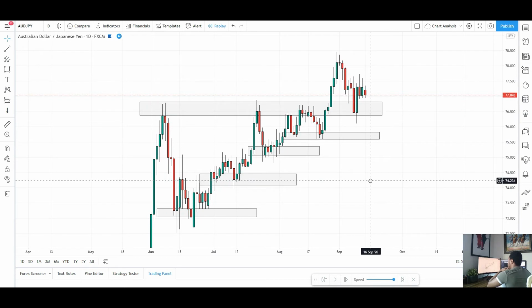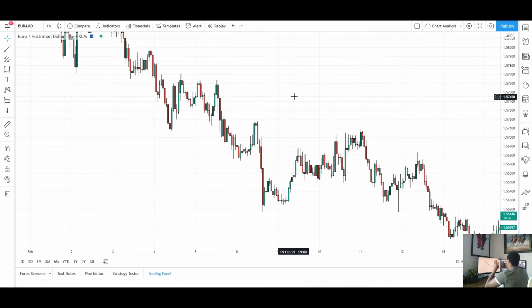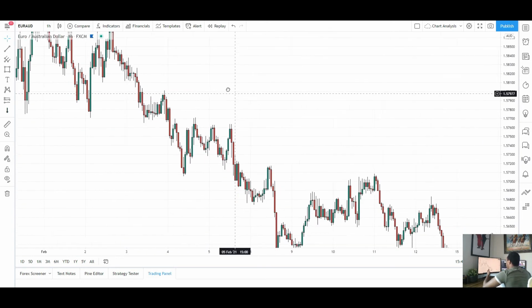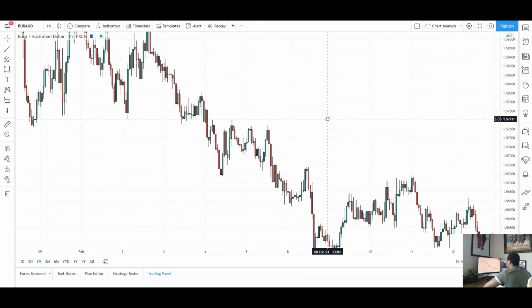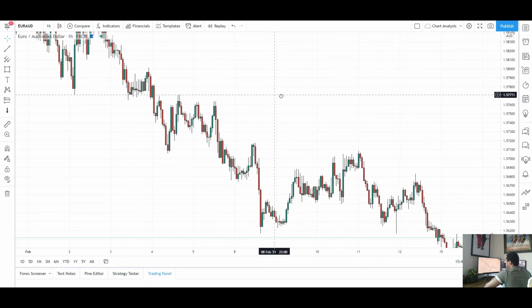Okay, so now we've got EUR/AUD on the hourly time frame. I'm just going to show you how powerful counter trendline breaks are, and then expecting to see a nice continuation after that break. So you can see here a clear bearish trend in the market, lower highs, lower lows, and you're seeing really strong pushes to the downside here.